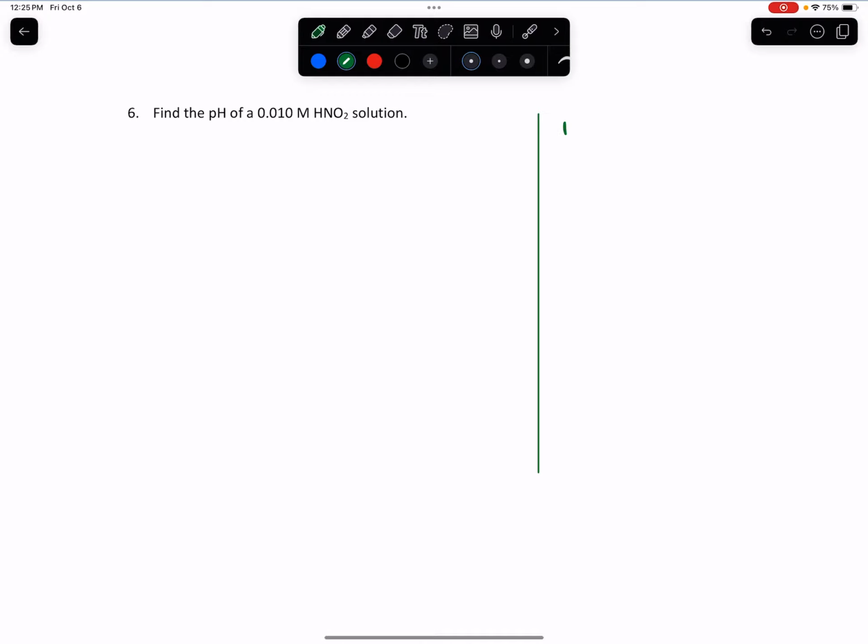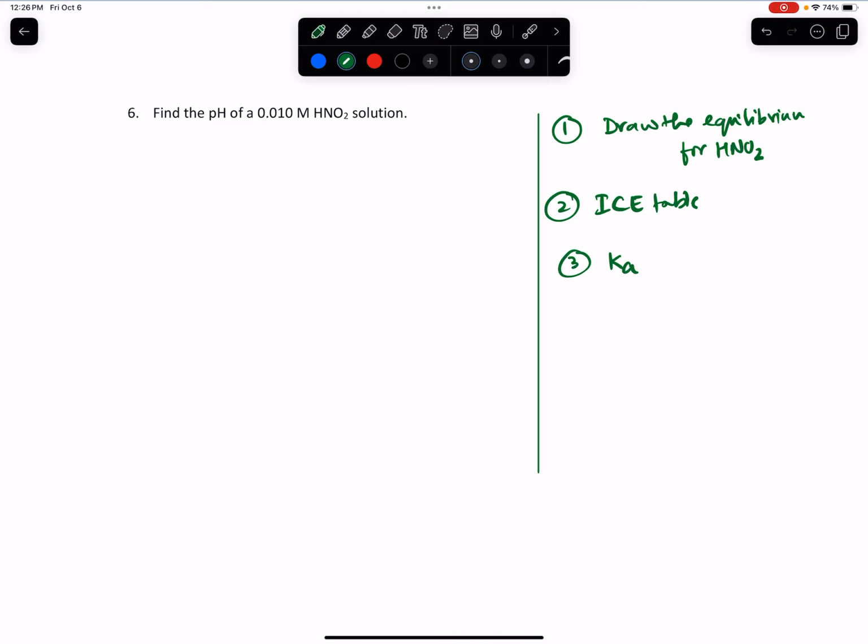Step one, we're going to draw the equilibrium for HNO2. Step two, we're going to create the ICE table. Step three, we're going to write out the expression for Ka. Step four, we're going to solve for X, which is going to be the concentration of H3O plus ions. And then step five, we find the pH. All right, so let's go ahead and get into this.